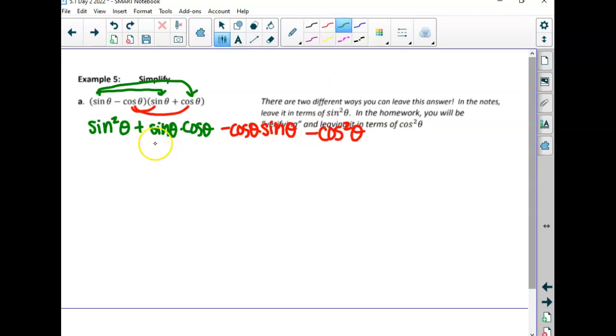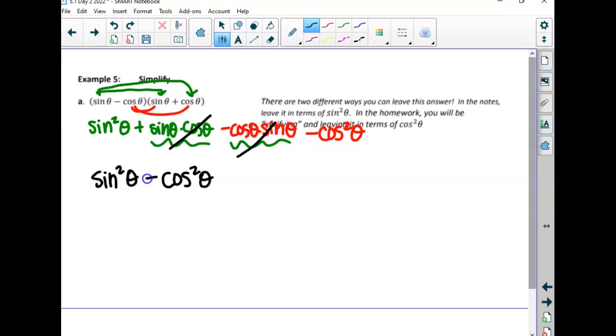All right, so I didn't write these in the same order. I wrote one as a sine cosine and one as a cosine sine, but you understand that they're the same, okay? And one was positive and one was negative. So like Jada said, that's just going to become 0, or those are going to cancel each other out because one is added and one is subtracted. So what's left? Sine squared theta minus cosine squared theta.